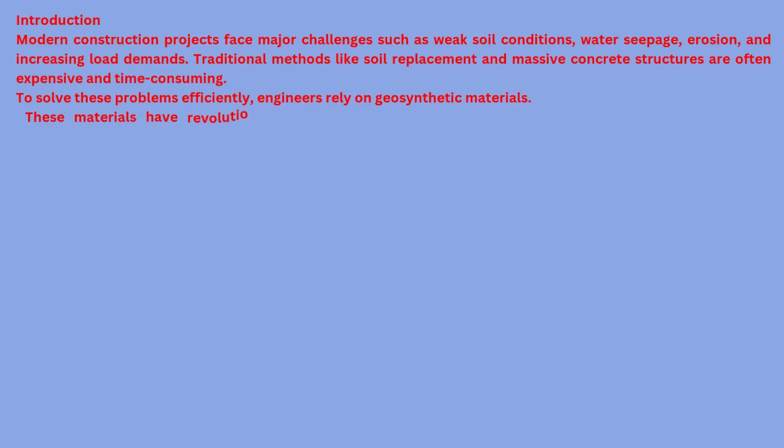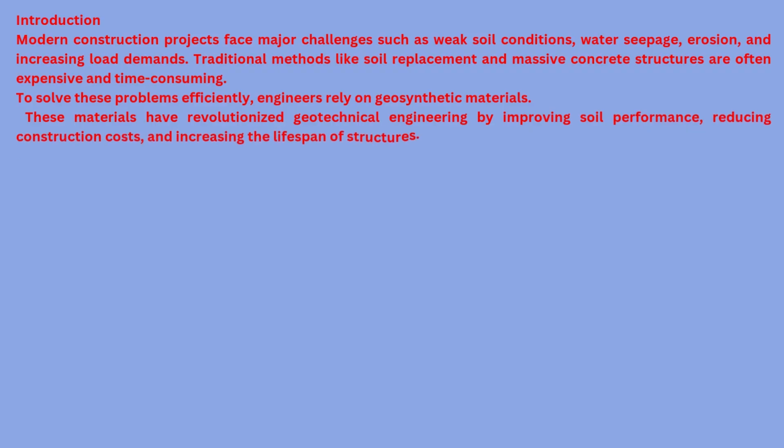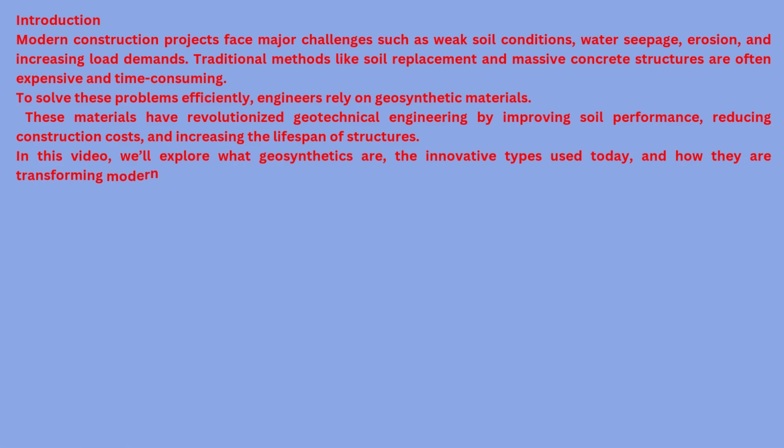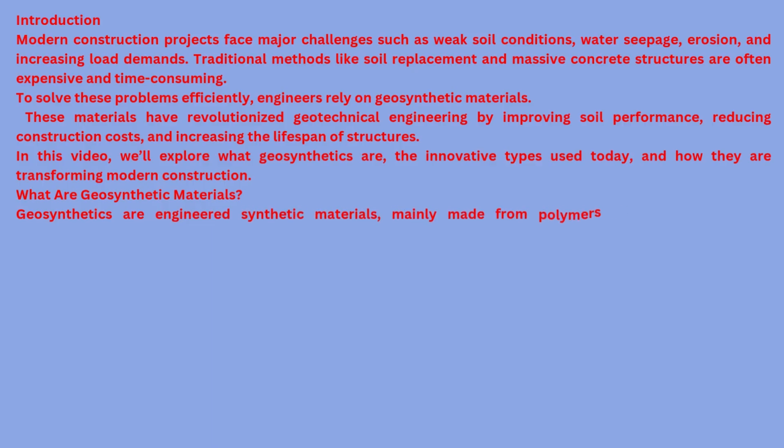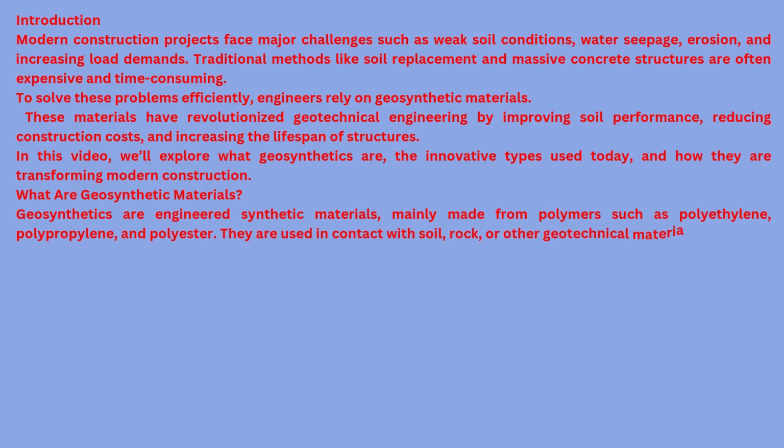These materials have revolutionized geotechnical engineering by improving soil performance, reducing construction costs, and increasing the lifespan of structures. In this video, we'll explore what geosynthetics are, the innovative types used today, and how they are transforming modern construction. What are geosynthetic materials? Geosynthetics are engineered synthetic materials, mainly made from polymers such as polyethylene, polypropylene, and polyester. They are used in contact with soil, rock, or other geotechnical materials to improve engineering performance.